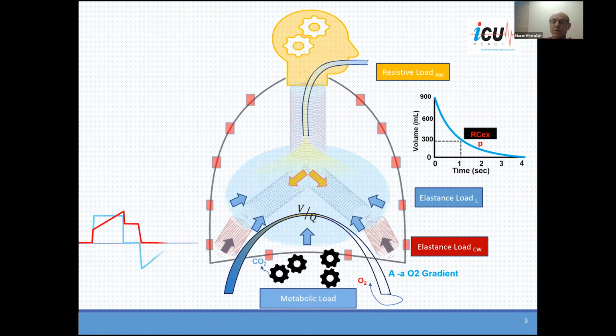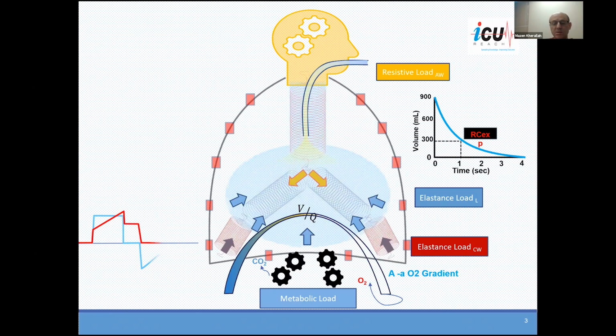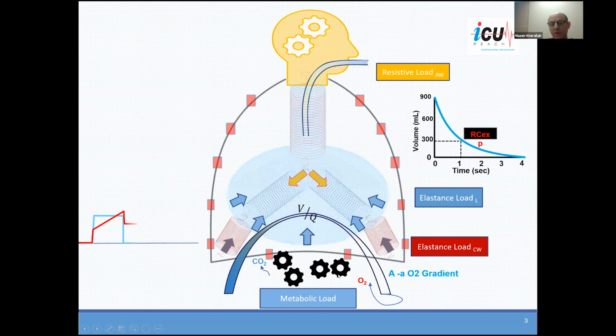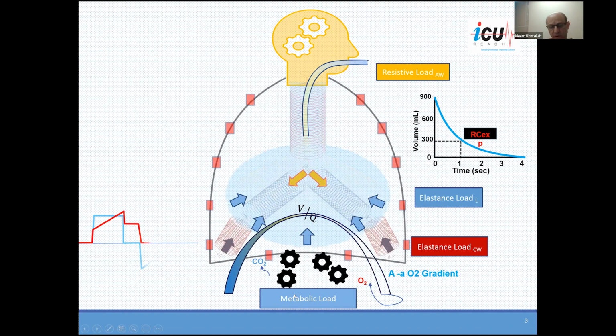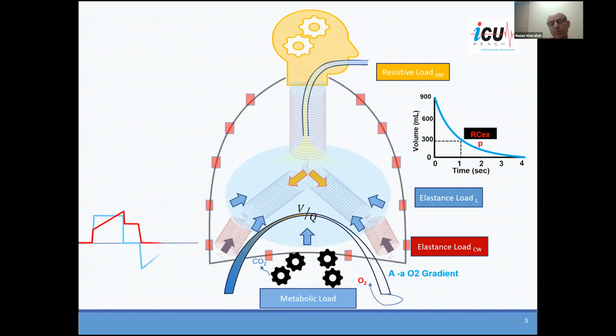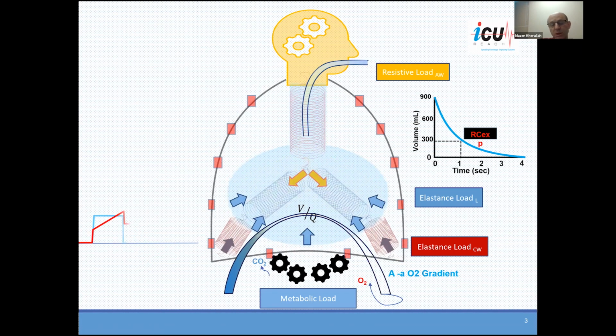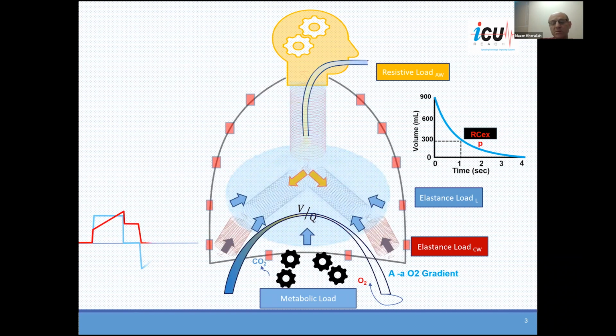Now, the third major load on the respiratory system is the metabolic load. What I mean by that is the organs of the body, the metabolism, and the CO2 production inside the body. The higher the metabolic load, the higher the work of breathing the patient has to do in order to overcome or meet the demands of the body.